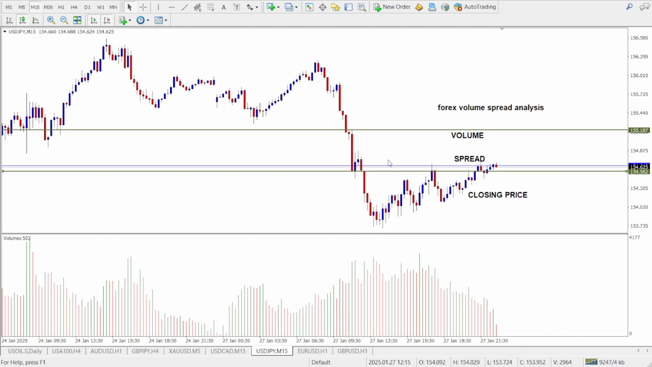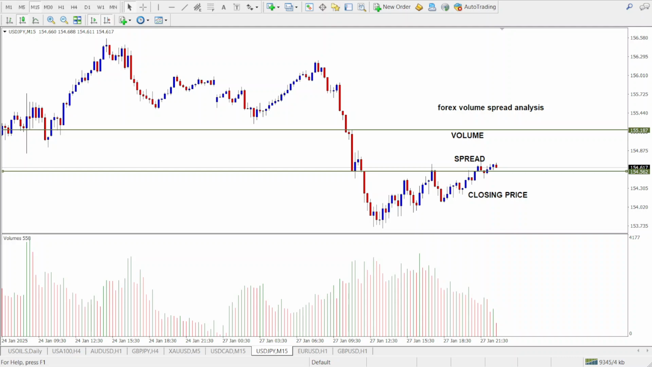Now let's look at how you can apply VSA to your Forex trading. Start by adding a volume indicator to your chart like I did here. While Forex doesn't have centralized volume data, tick volume is a good proxy. Secondly, look for patterns like high volume on wide spreads, followed by small retracements. This often signals the start of a new trend. Then combine VSA with other tools like support and resistance levels to confirm your analysis.